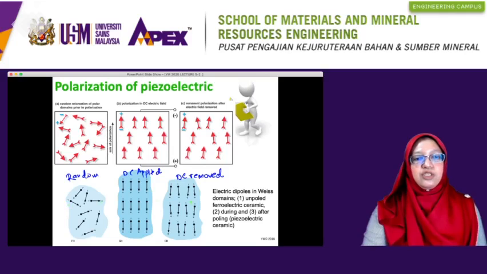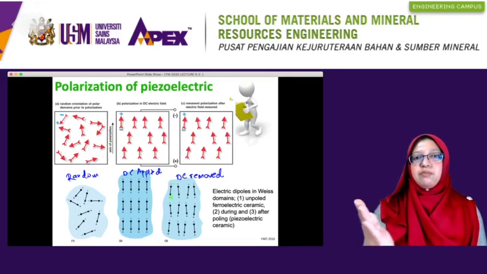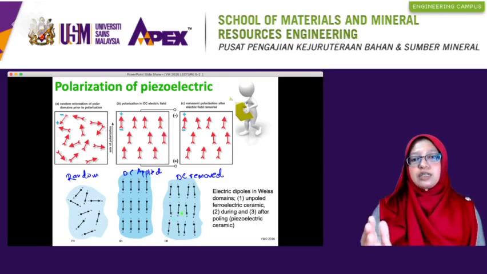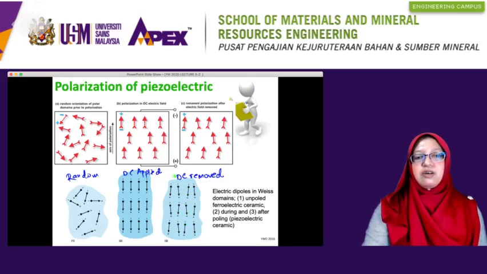Or you can also draw a simple diagram like this to illustrate the polarization of piezoelectric materials. So this is random. Domains are in random orientation. Then when we apply an electric field, they are aligned. And when we remove it, some of the domains will be tilted off, but most of the domains are still aligned or locked in the direction of the electric field.